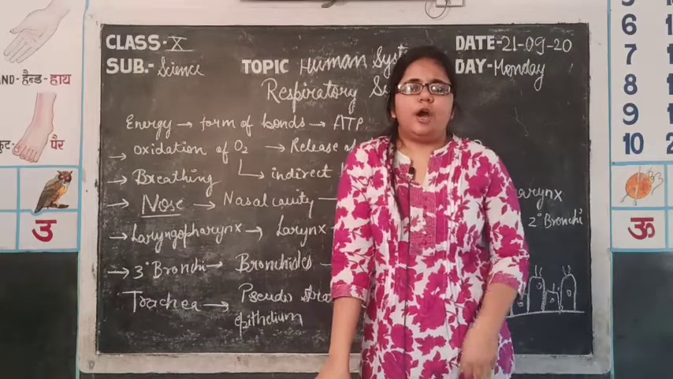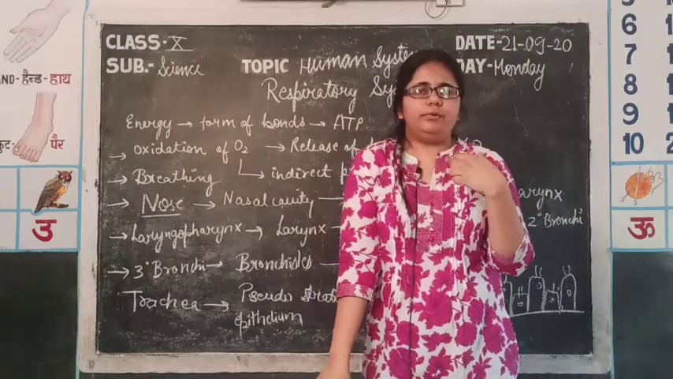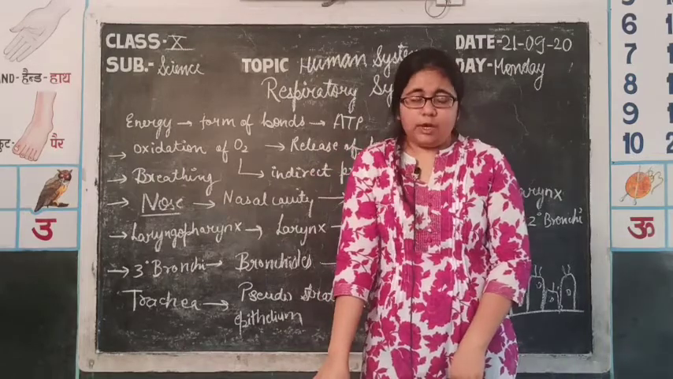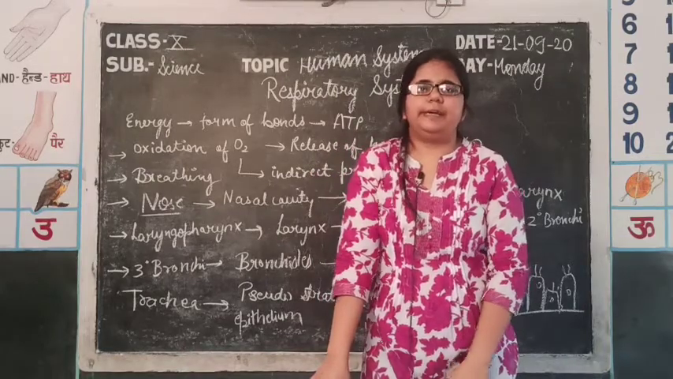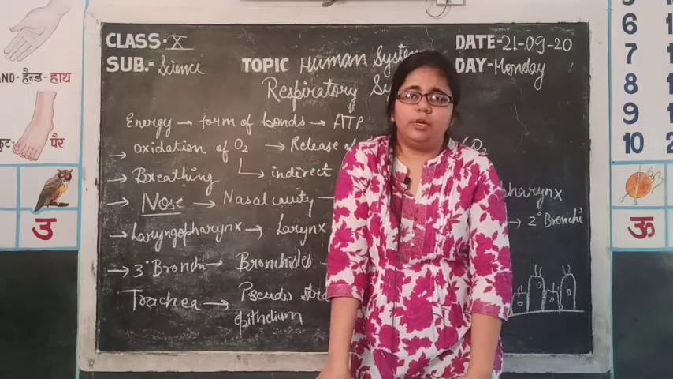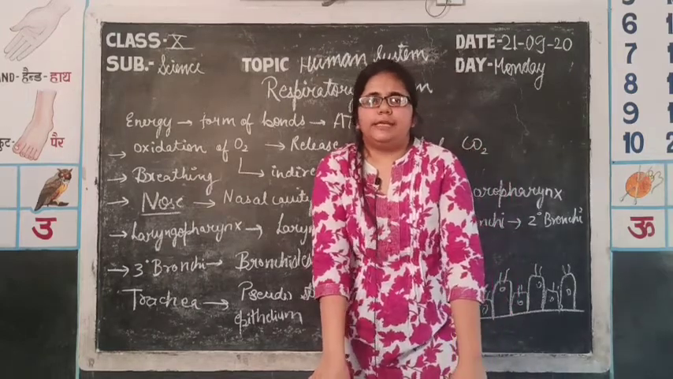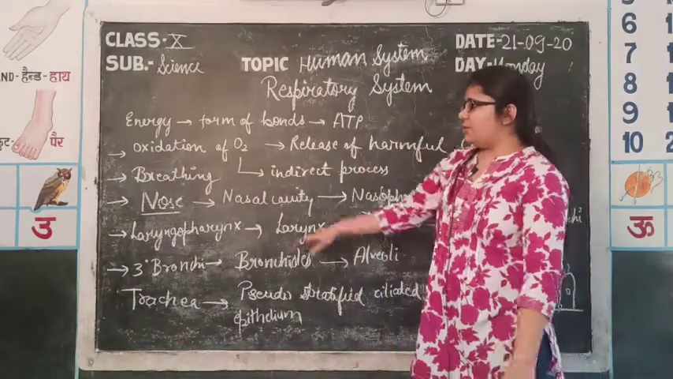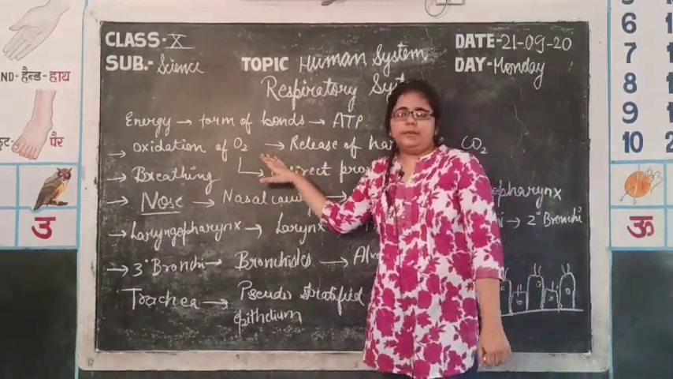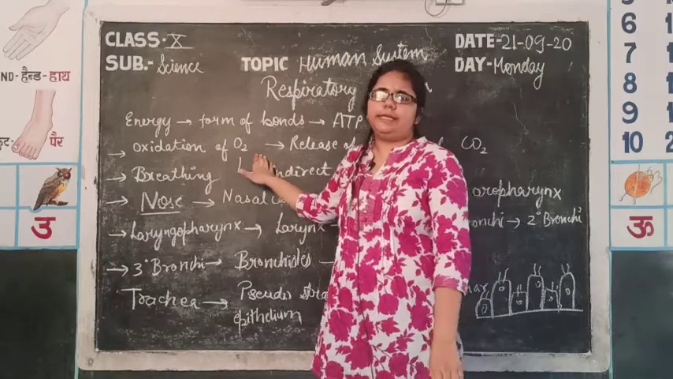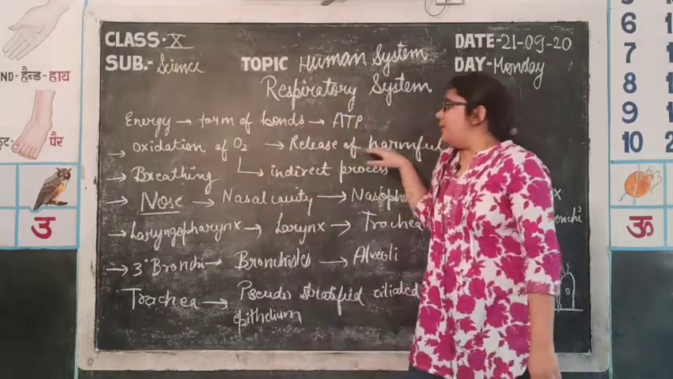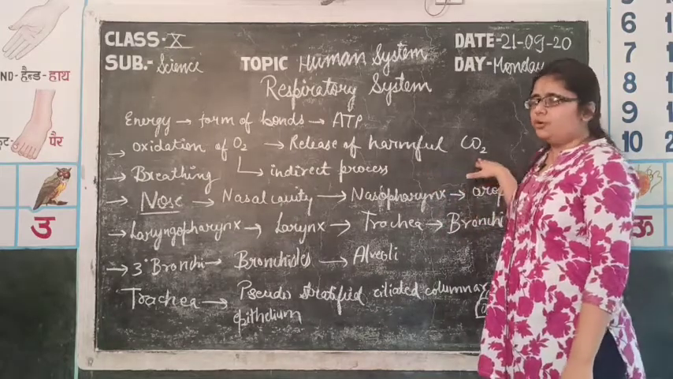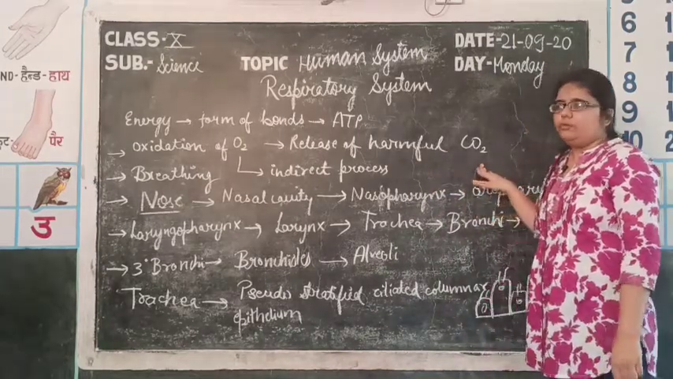We have studied how food is digested from the mouth to the stomach. Now today we will discuss how the respiratory gases O2 and CO2 help us attain energy in the form of ATP. So, we use oxygen for this process, in which oxidation takes place, and there is also release of one harmful gas, that is CO2, which must be expelled out from our body.